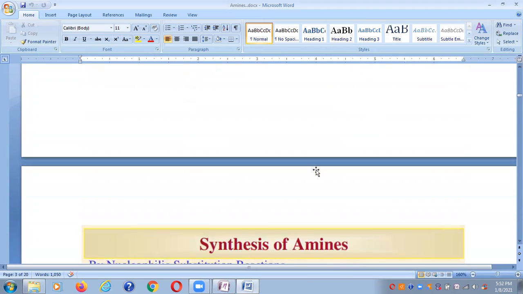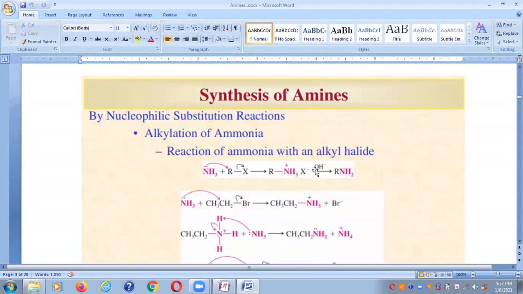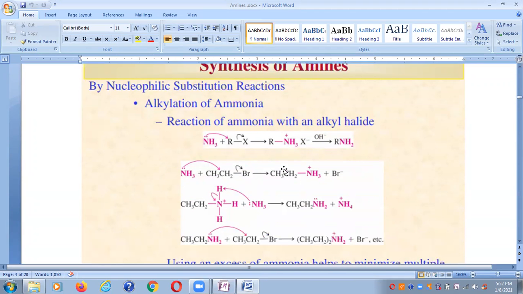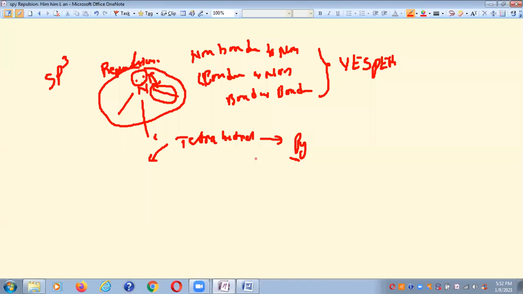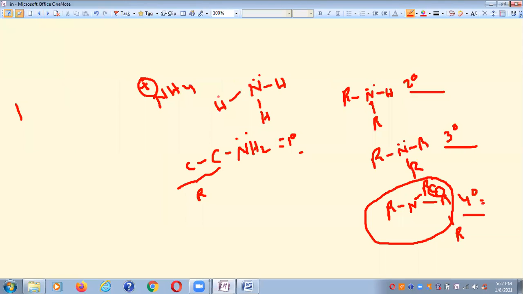Okay, and synthesis, how we can prepare amines. Next important topic, preparations. So in our syllabus we have various preparative methods. In that, a few methods are mentioned in our syllabus. The first one is alkylation of ammonia. Alkylation of ammonia is nothing but the replacement or substitution of a hydrogen atom with an alkyl part. So that is known as alkylation.